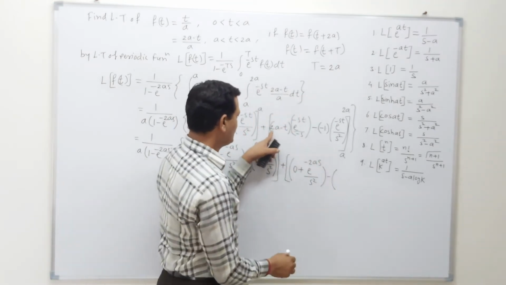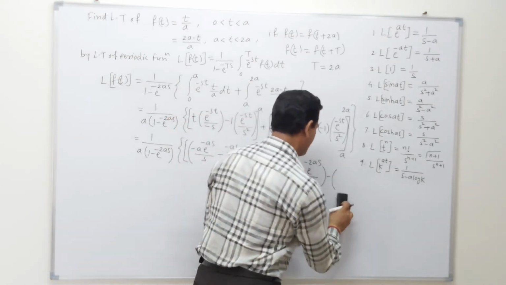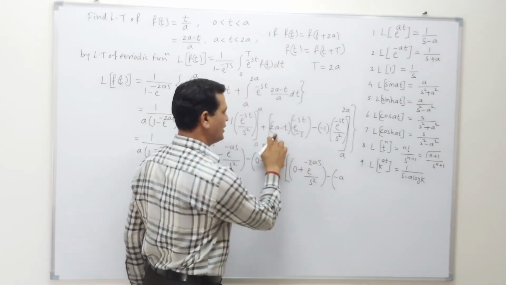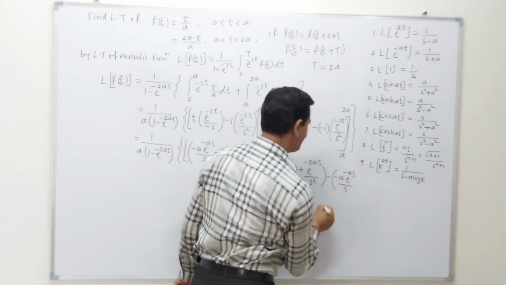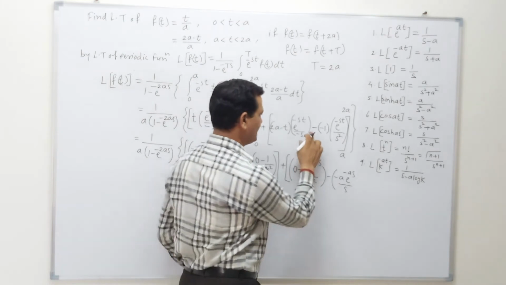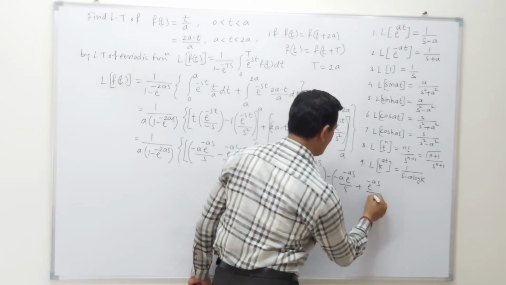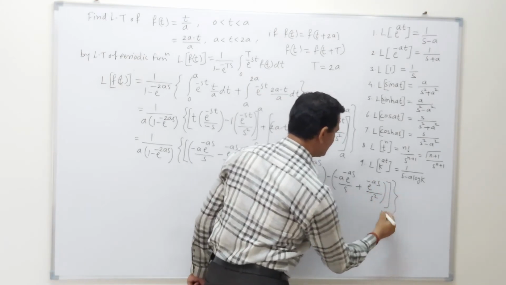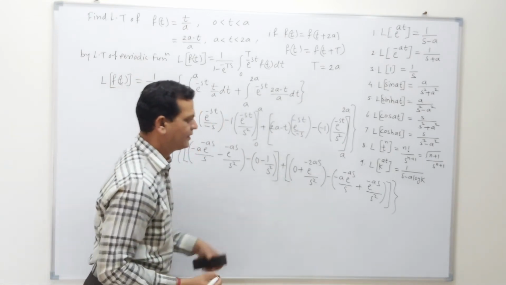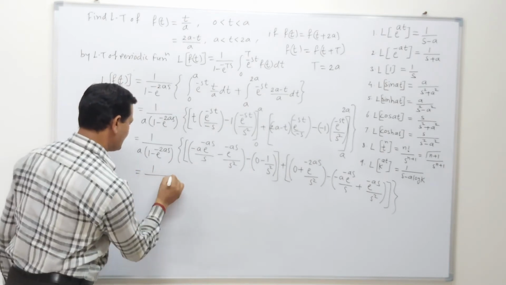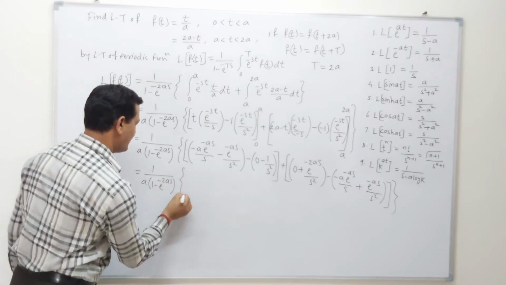The lower limit is a, so this is 2a minus a, which is a. So we write this as minus sign into a, then again e raised to minus as upon s. After putting the values, this is minus minus plus, then again e raised to minus as upon s square. So this bracket is over, and this bracket is also over. Now after writing this step, just simplify. We get 1 upon a, 1 minus e raised to minus 2as, then the simplification.